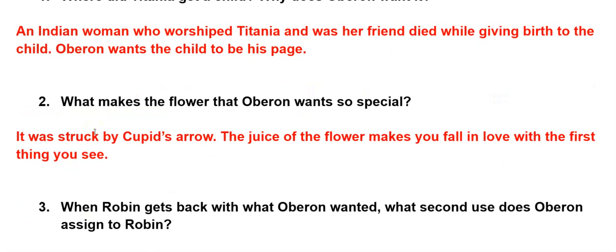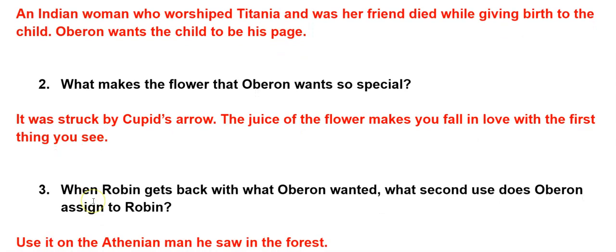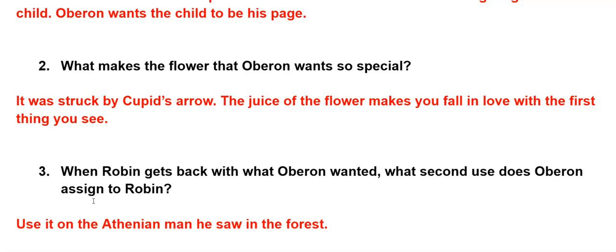Question number 3. When Robin gets back with what Oberon wanted, what second use does Oberon assign to Robin? Remember, when Robin was gone, Oberon overhears Demetrius being pretty mean to Helena in the forest, and so he wants Robin, aka Puck, to put the juice of the flower on the eyes of the Athenian man that he saw in the forest. And we know this is where things really start to get a little confusing and a little sideways in the story.